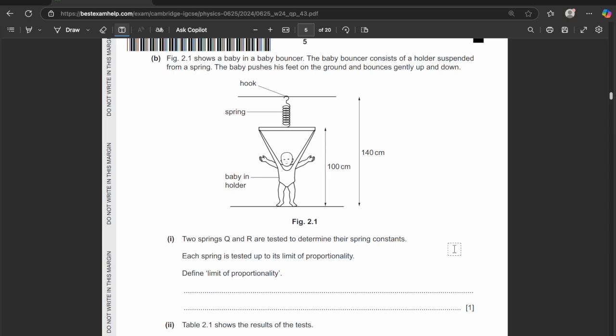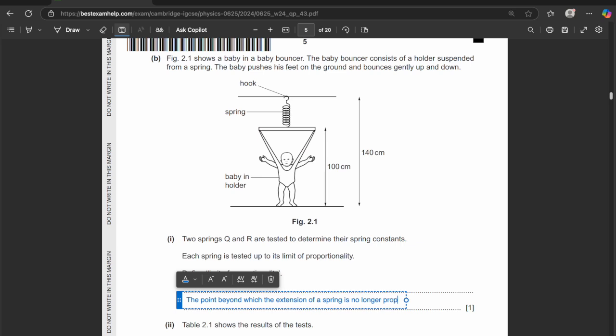So define limit of proportionality. It just means what it sounds like, right? If you reach beyond that point, the spring's extension will no longer obey Hooke's law, which means it will no longer be proportional to the force applied. So you can just write: the point beyond which the extension of a spring is no longer proportional to the force applied.